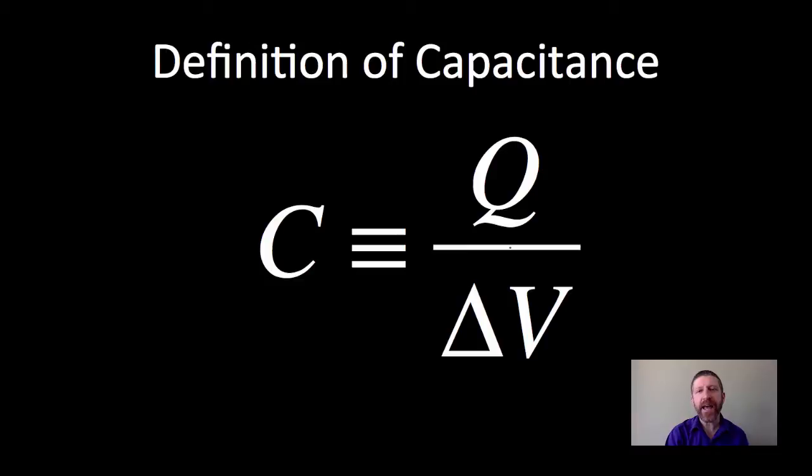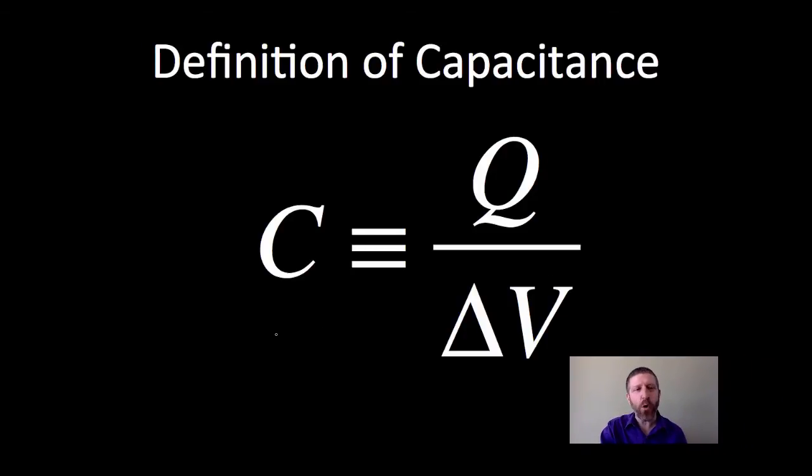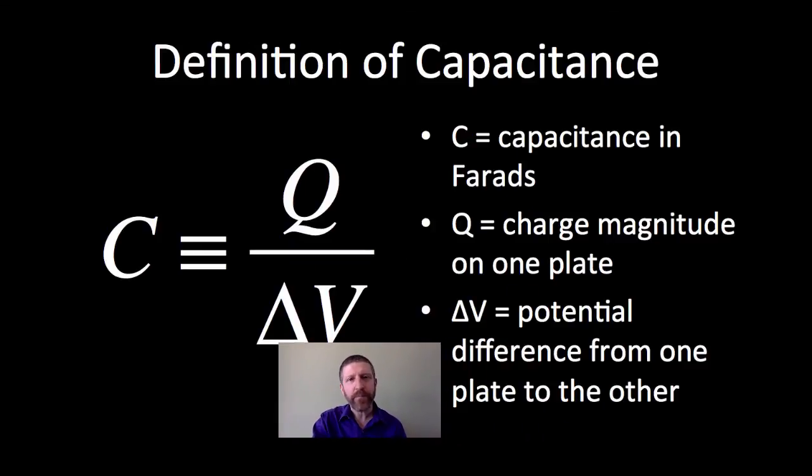And for our conventions, Q is always positive. This is the absolute value of Q. And delta V is always positive because we're always using the absolute value of delta V. So everything's positive. It's easy. Capacitance can only be positive.